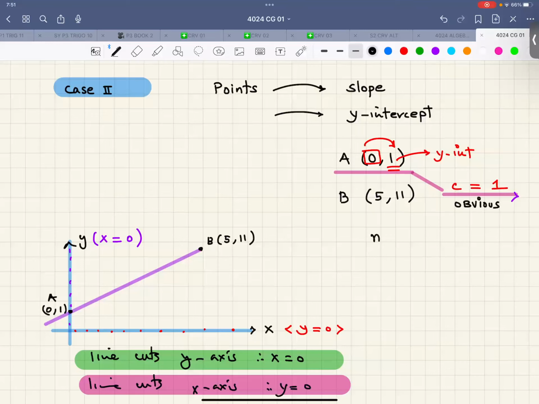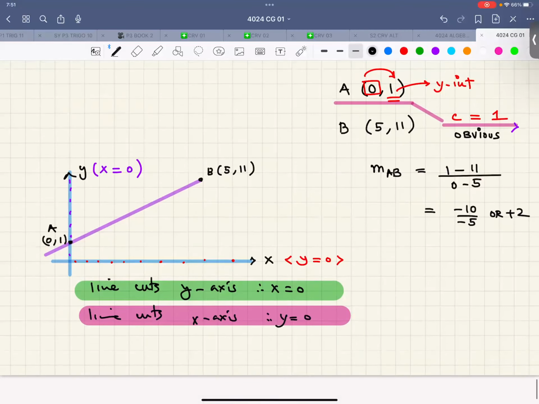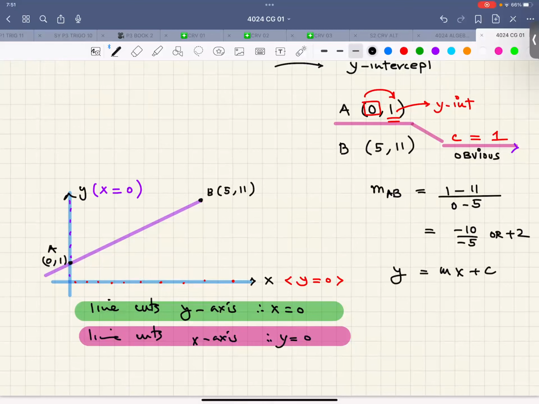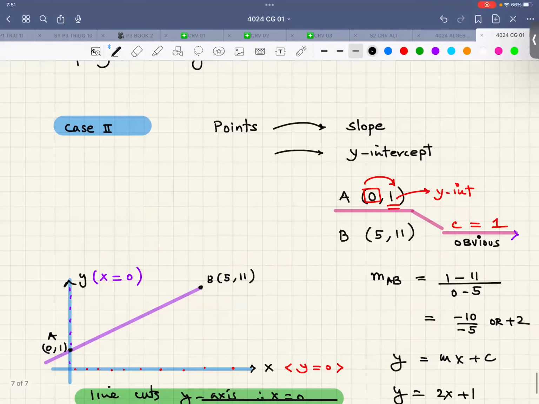And if I calculate the gradient of AB, that is 1 minus 11 over 0 minus 5. 1 minus 11 is negative 10. 0 minus 5 is negative 5. This comes out to be plus 2. So therefore, y is equals to mx plus c. Y is equals to 2x plus 1. And that is how we get the equation of the line. So this is a bit of calculation that is required.